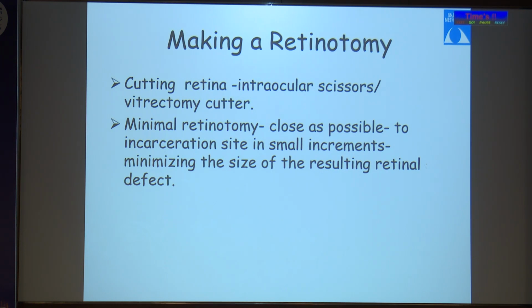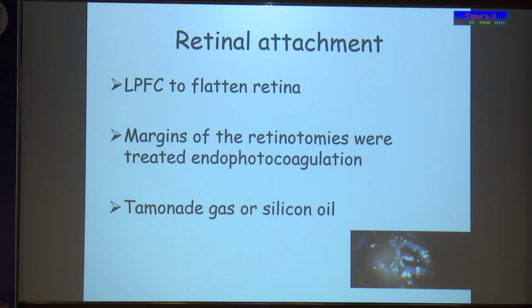So this is where it would vary from when you are performing an RD repair in a PVR case in a rhegmatogenous retinal detachment, which is going to be different. We are all taught large is better, but here small is better. Now, how do you proceed? You attach the retina, whether you use LPFC or gas or air tamponade, then the margins of the retinotomies are treated, and then you use a tamponade of gas or oil.